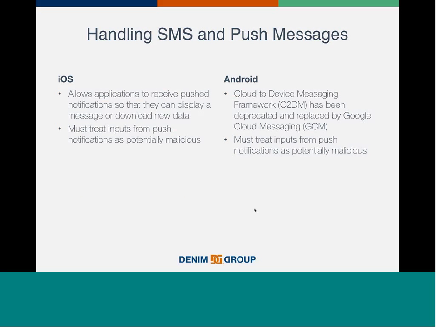Similarly, both iOS and Android allow for SMS messaging and push messages. These allow applications to receive push notifications so that they can display a message or download new data. Android used to have the Cloud to Device Messaging framework. It's been deprecated and replaced by Google Cloud Messaging. In both of these cases, it's similarly important that you certainly shouldn't, as a developer, trust the data coming from these push messages. You need to treat that as hostile, validate it, and then make a decision.